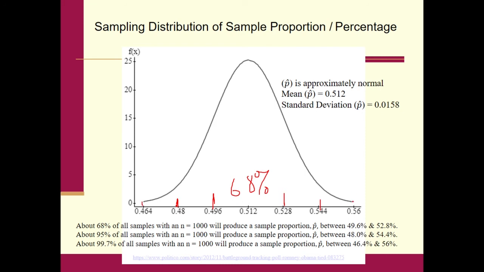46.4% and 56%. And if you wanted to see an article with regards to not necessarily sampling distributions, but just the election in general, at the general election, there it is.